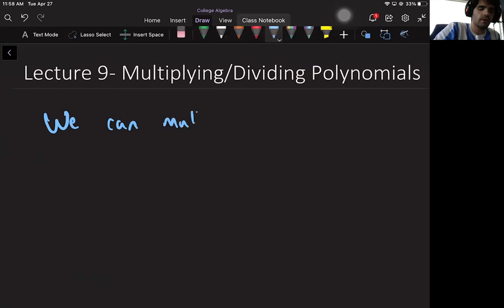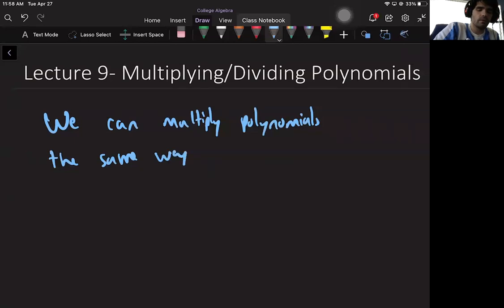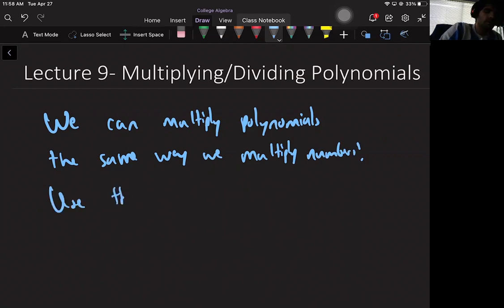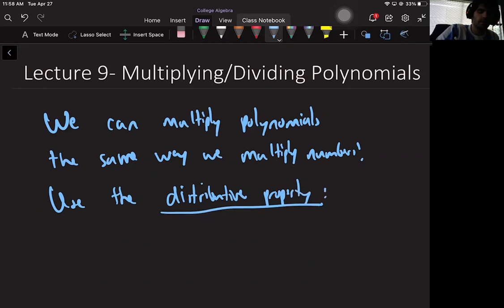So we can multiply polynomials the same way we multiply numbers. We use something called the distributive property. So for numbers, it's a little bit easier to see.